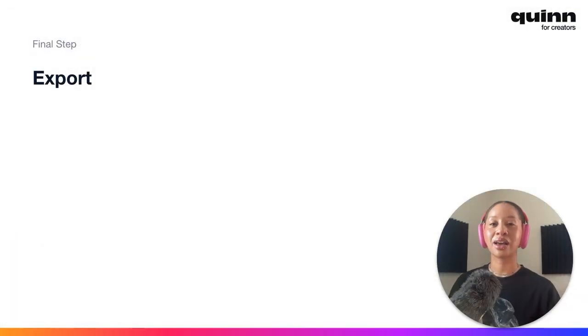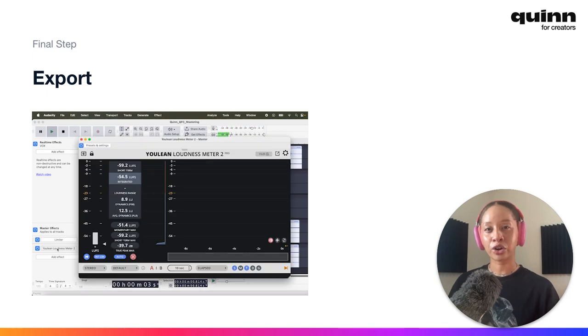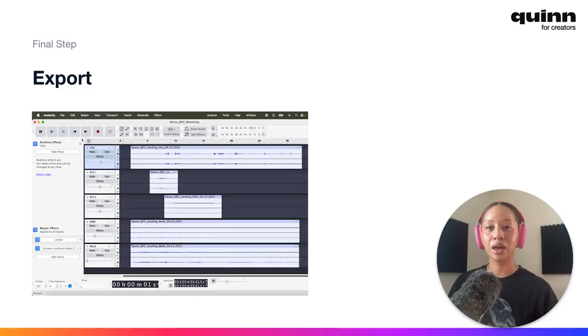Final step, exporting your project. Once you've made your adjustments, play back your audio in full once more with just your loudness meter open to make sure it now reads between -15 to -20 LUFS. If it's in range, you're ready to export.